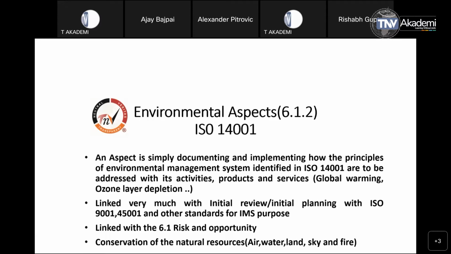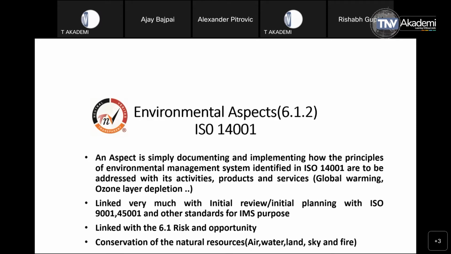So we start the session with the clause, indicating directly 6.1.2 of standard ISO 14001:2015. Aspect is a very simple term to understand. It is the reason which is creating harm to the environment and ultimately the globe. What we do, we follow the principles of environmental management system ISO 14001.